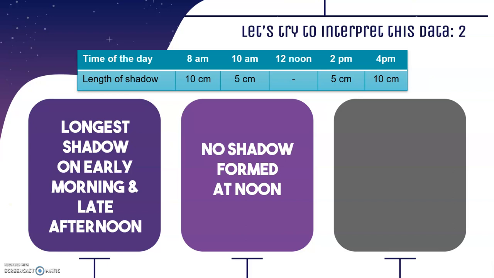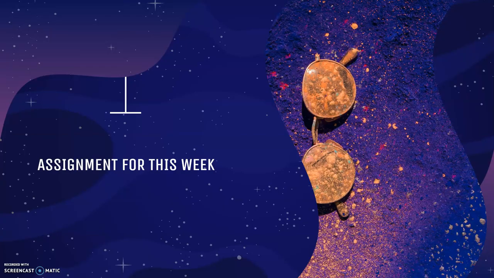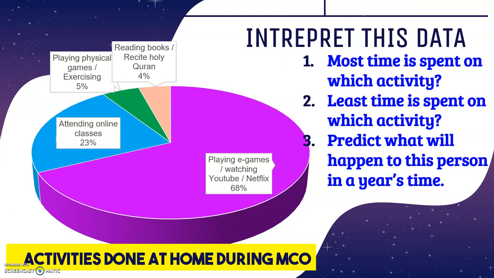We can find out why at noon there's no shadow formed, because at noon the sun is at zenith, or straight overhead. That is why there's no shadow formed at noon. I hope you have understood these two exercises. Now you can do this assignment. It's very simple and straightforward.